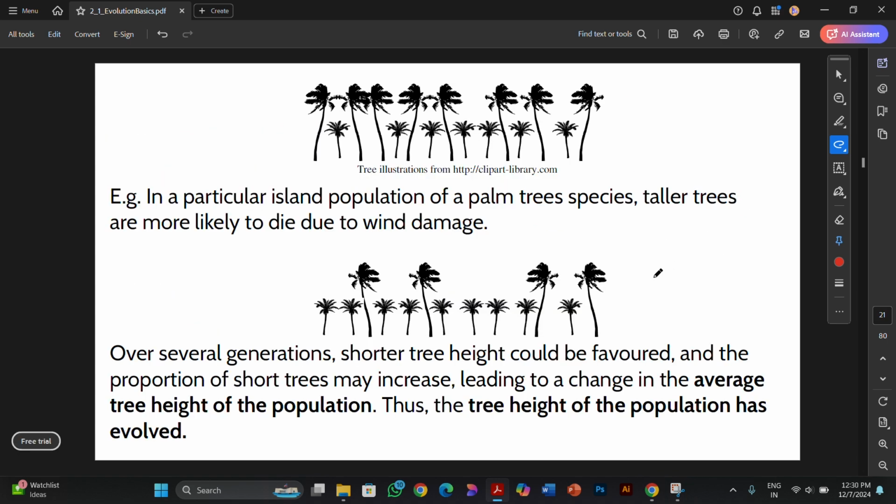In a particular island there are palm tree species. Taller trees are most likely to die due to wind damage, and what we see after several generations is that shorter tree heights are favored, and the proportion of short trees has increased, leading to a change in average tree height of the population. So what we say, has one tree evolved? That is a misconception. One tree cannot evolve, and trees are also not evolved. The evolution happened in the trait, the average tree height of the population, that is evolved.